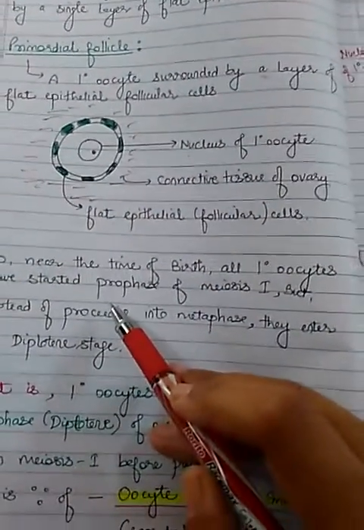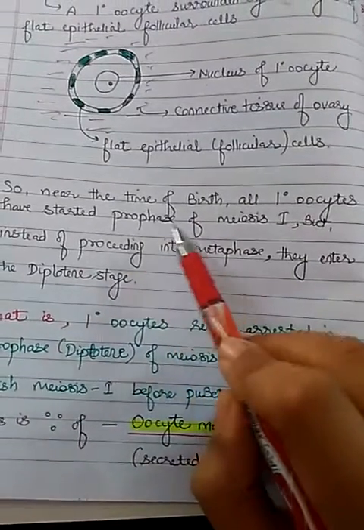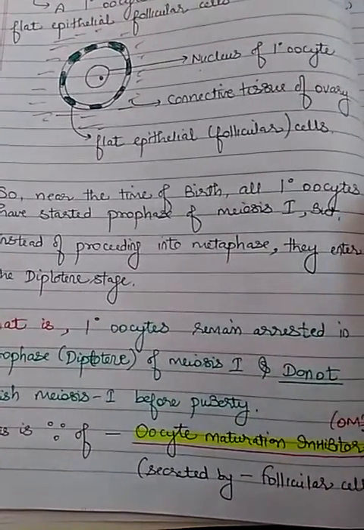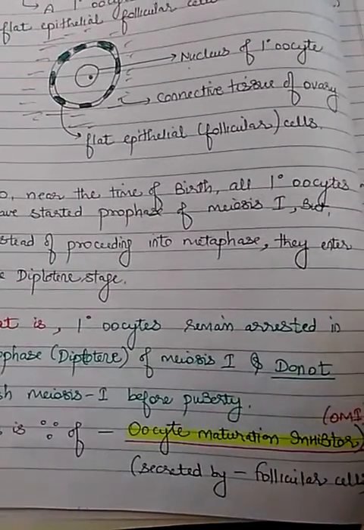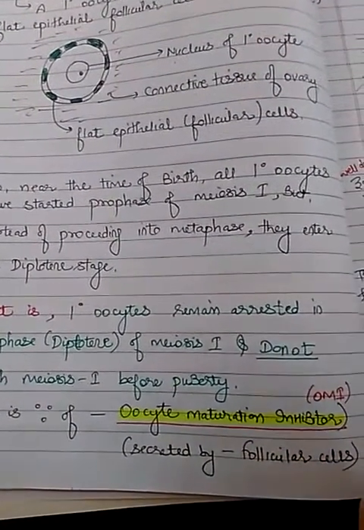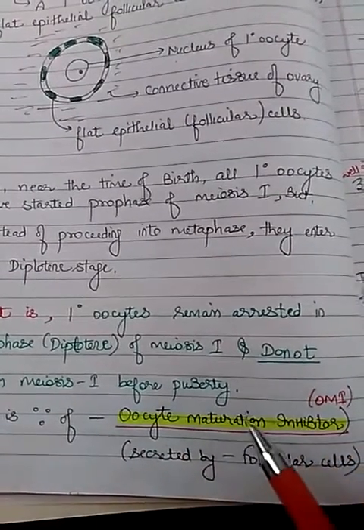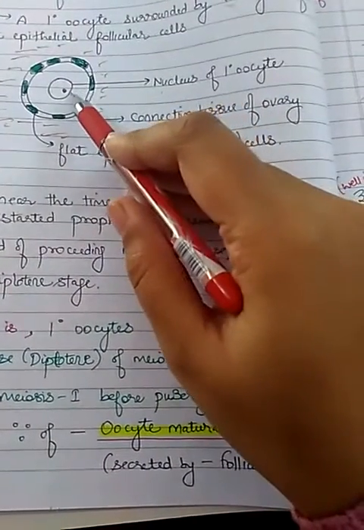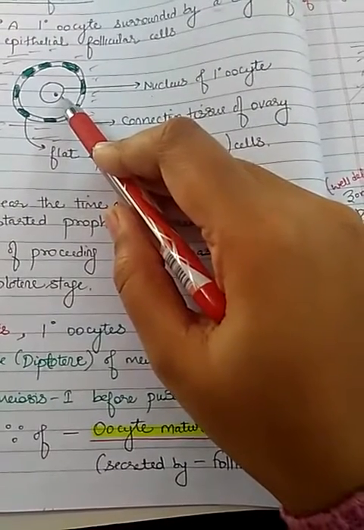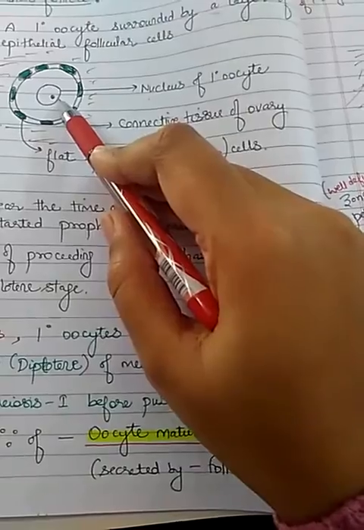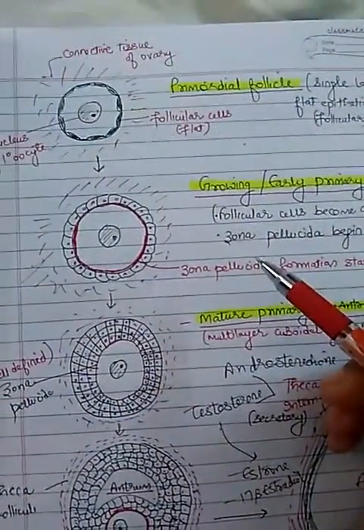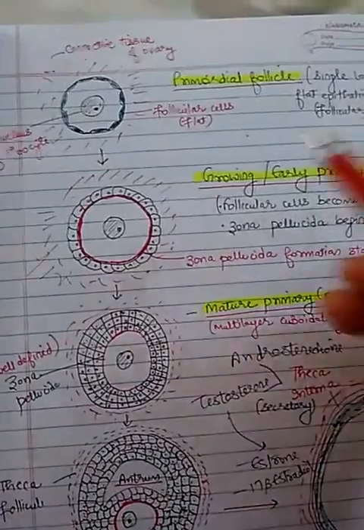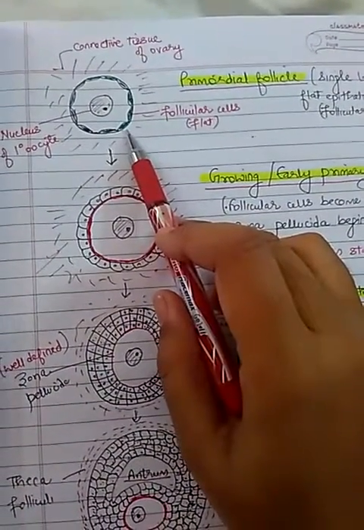Okay, now what happens near the time of birth: all the primary oocytes have started prophase, but instead of proceeding into metaphase, they enter into diplotene stage and are arrested there. So they do not finish meiosis 1 before puberty because of oocyte maturation inhibitor. This peptide is secreted by these follicular cells, and it inhibits the further division of this primary oocyte from prophase to metaphase. Okay, this we had already discussed, but this time we are just taking it as a revision. So this is the primordial follicle surrounded by flat epithelial cells.